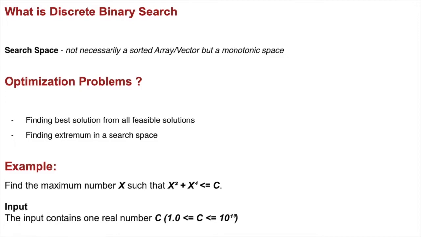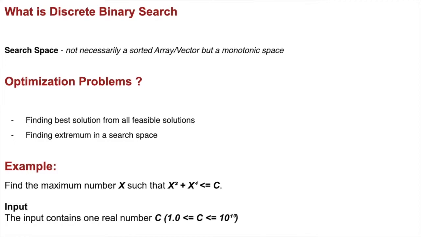And coming to optimization problems, these are problems that have many feasible solutions, and one of them is going to be an extrema that is required. So it's like a maximum or minimum. For example, we can look at this question: find the maximum number x such that x square plus x power 4 is less than or equal to c. Here c can be any real number that you have to take as input.